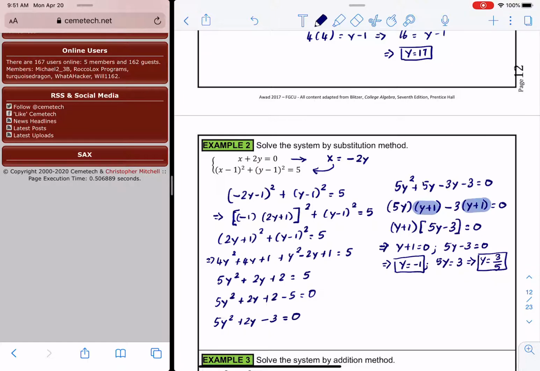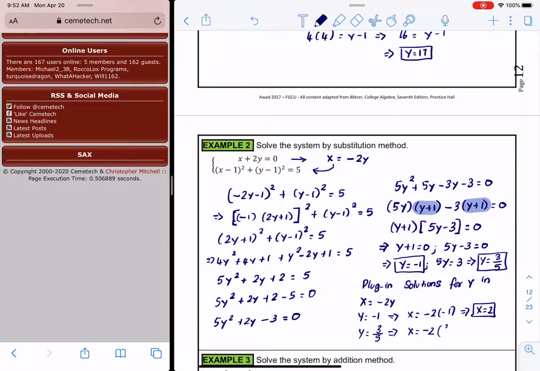Now that we have two solutions, we take the solutions for y and plug them in the original substitution that we used. So when I plug in y equals negative 1, that would imply x is equal to negative 2 times negative 1. Therefore, x is equal to 2 is a solution. And the next one would be y equals 3 over 5. If I plug it in the equation, I have minus 2 times 3 over 5, which would mean x is equal to negative 6 over 5 is the second solution.